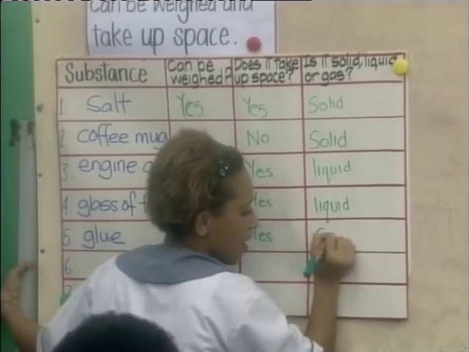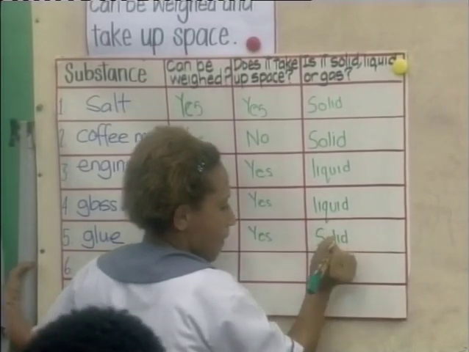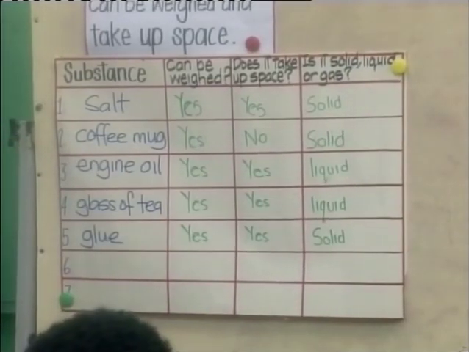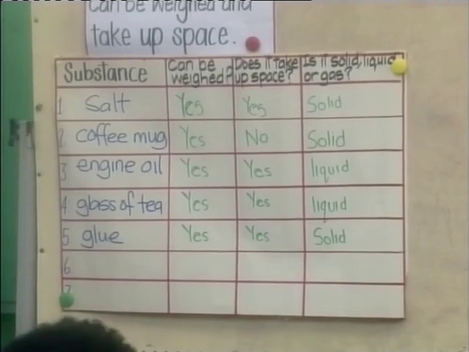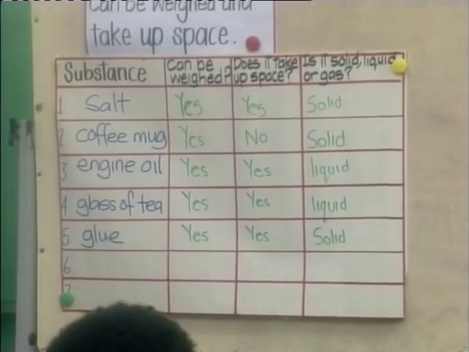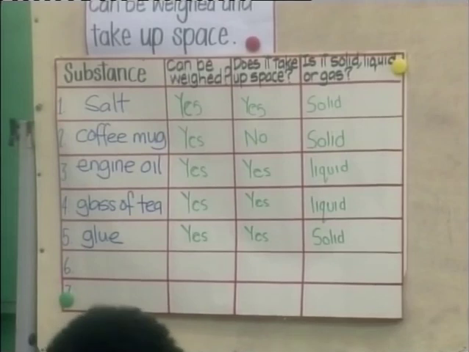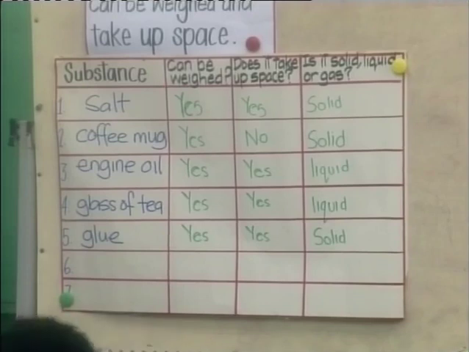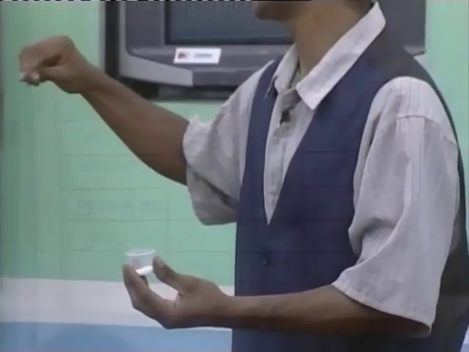All right, let's go through our answers. Our table. Thank you, Vanessa. We said salt, let's have a look at salt. Salt can be weighed, yes? Yes. If we weigh only salt, salt can be weighed. But salt, so it is yes, it takes up space and it is a solid. Salt crystal is a solid. If you feel it, it is hard, it is solid.